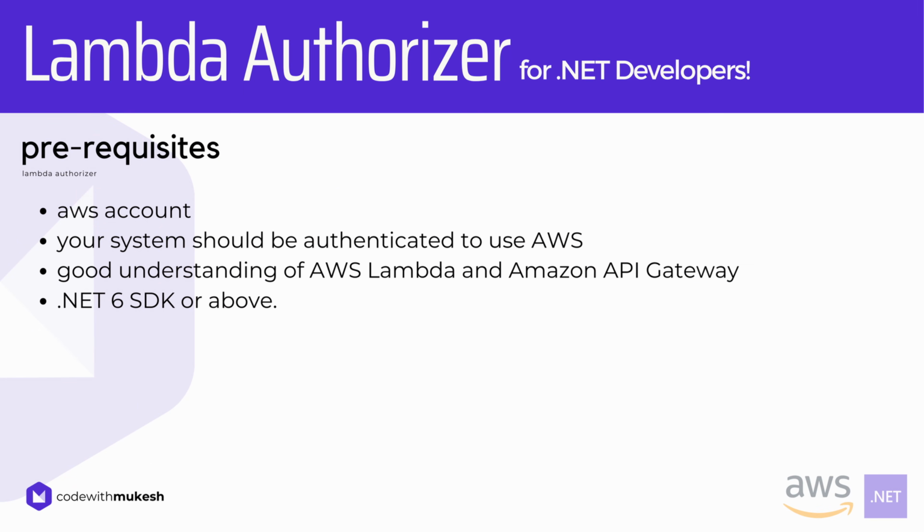So before getting started, here are the prerequisites. I assume that you already have an AWS account. Even a free tier account would do. I'll provide the link in the description. And also your system should be authenticated to use AWS services. You can follow the step-by-step guide where we authenticate our system using AWS CLI profiles. You must also have a good knowledge of AWS Lambda and Amazon API Gateway since we are going to be working with that. For this, you can refer to the previous videos in this playlist. Also, ensure that you have .NET 6 or above SDK installed on your machine.